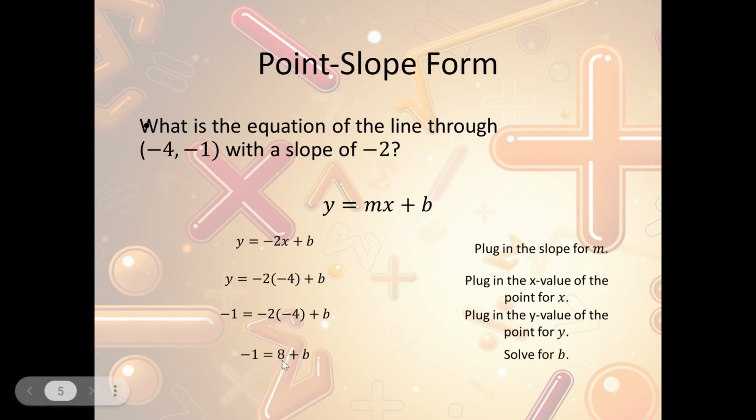We're going to get rid of this 8 by subtracting. So we subtract 8 from both sides. And we get negative 1 minus 8 is negative 9. That's equal to b. Now we plug this back into our y equals mx plus b form. y equals negative 2x, and then our b is negative 9, so it's minus 9.